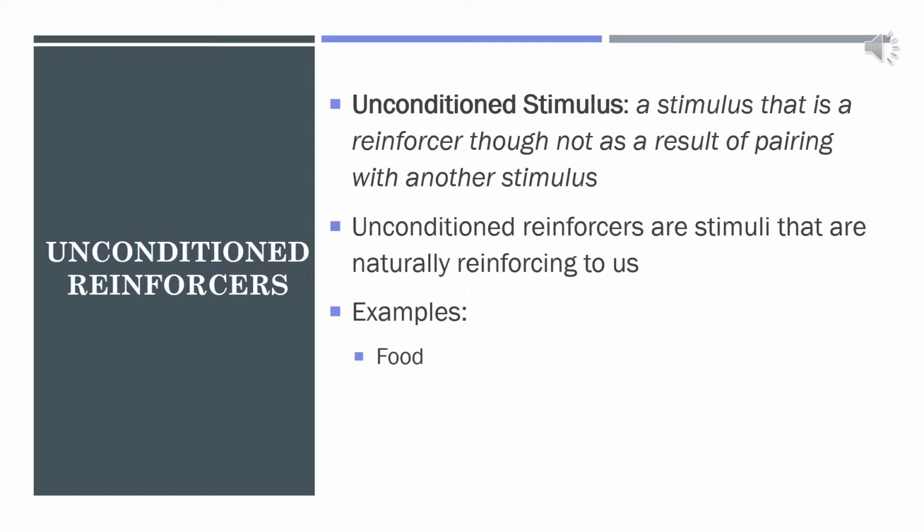From birth, newborns engage in behaviors such as crying to receive food. Another example is water. Water is also an unconditioned reinforcer that is a product of our evolutionary history. Without water, we would not be able to survive. Sleep and warmth are also unconditioned reinforcers that we do not need a previous history with for them to function as reinforcers.